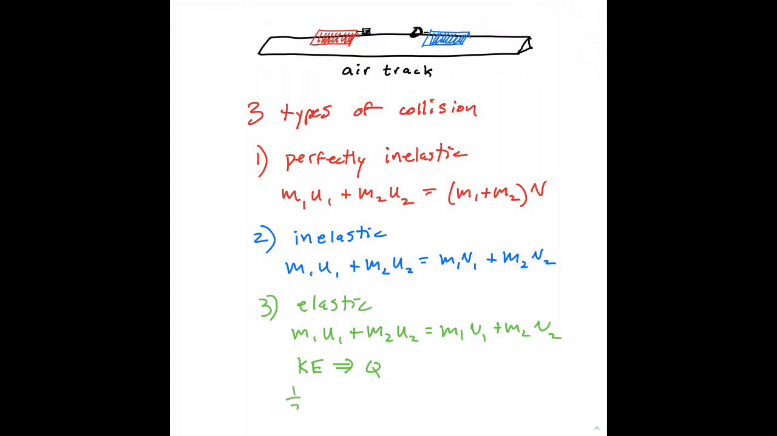So we can say that 1/2 m1u1 squared, which would be the initial kinetic energy of object 1, added to the initial kinetic energy of object number 2, has to equal the final kinetic energy of the two objects after the collision. So 1/2 m1v1 squared plus 1/2 m2v2 squared. Okay? There's two equations that describe the elastic collision, and so I think what we should do is demonstrate numerically an example of two objects that collide in these three different ways.